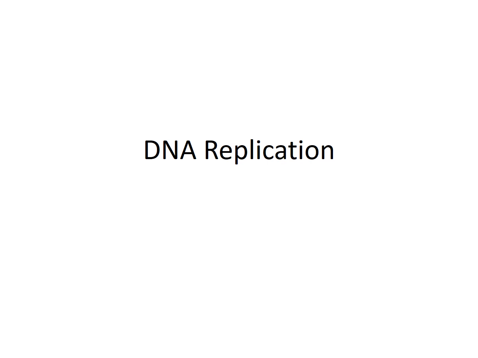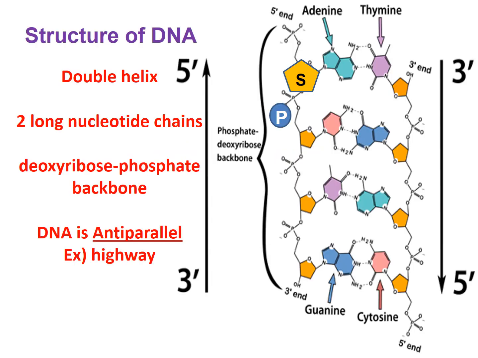DNA replication. This video will cover how DNA replicates itself and makes an exact copy in your cells. Let's begin with a quick review of the structure of DNA. So you should remember that DNA has a double helix shape, which is that twisted ladder shape. It is comprised of two long nucleotide chains.